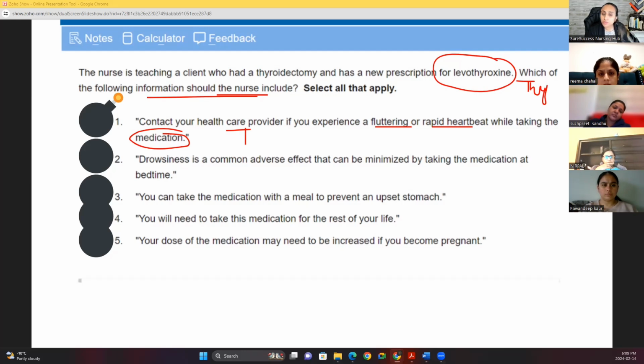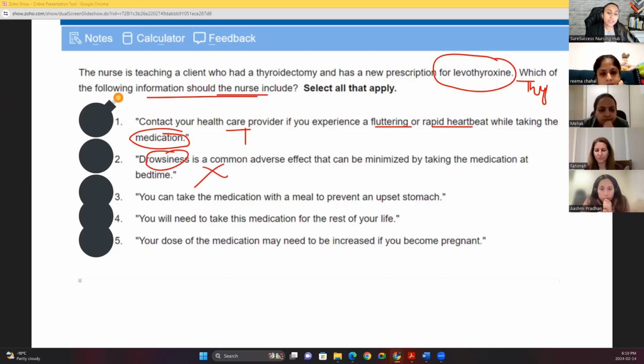Drowsiness is a common adverse effect of this medication. False. Thyroid means everything will go up. High. Up. So do you think drowsiness will happen? No, false. You can take this medication with the meal to prevent stomach upset. No. First of all, thyroid pill, are you taking it with a meal? No. Early morning, on an empty stomach. Be careful, because most medications you take with a meal, but not the thyroid pill.